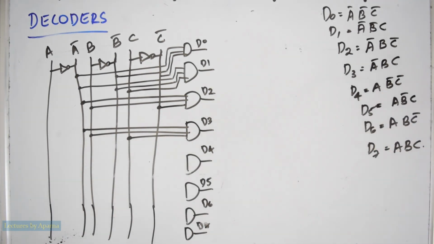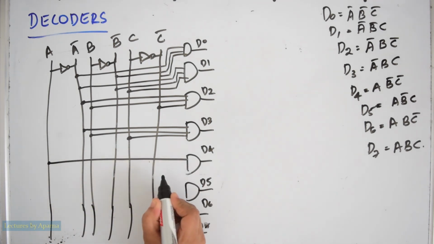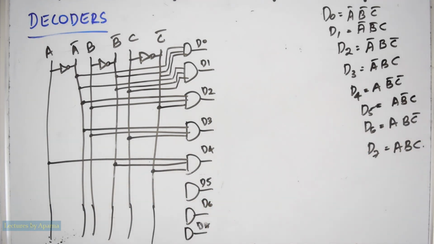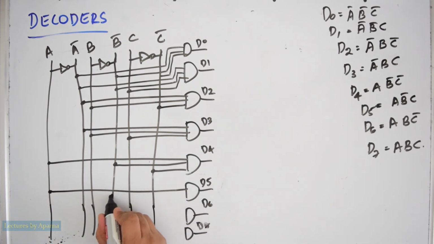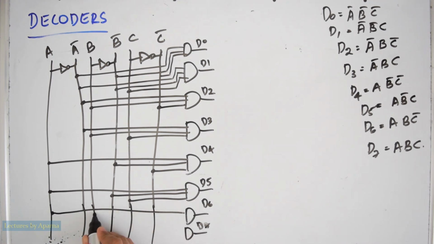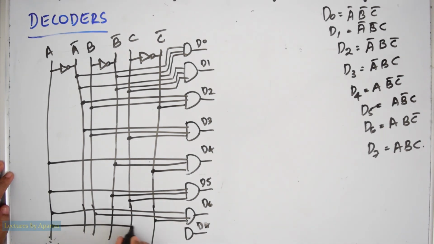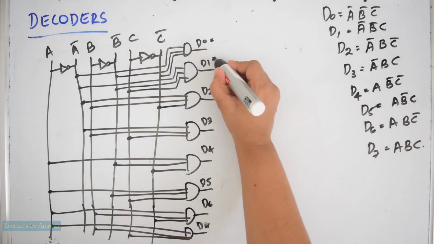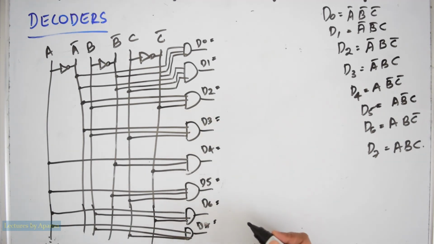To D4, A, B bar, C bar. To D5, A, B bar, C. Then to D6, A, B, C bar, and to D7, A, B, C. So these will be the outputs D0, D1, D2, D3, D4, D5, D6 and D7. And they are implemented using a logic diagram like this.